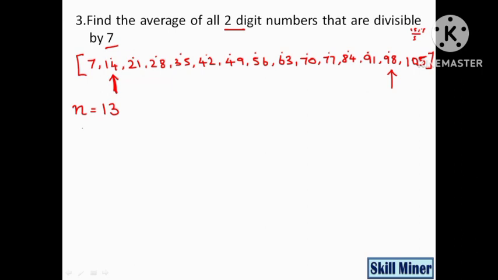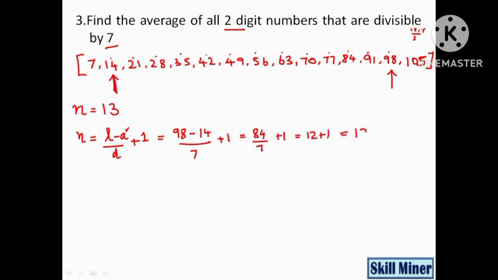This 13 can also be obtained by the formula n is equal to L minus A divided by D plus 1. Okay, I hope these formula you have learned in your school days while you are in 9th or 10th grade. The last number will be 98 minus A represents the first number, that is 14, divided by difference is 7 plus 1, which is equal to 84 divided by 7 plus 1, 12 plus 1, which is equal to 13. Okay, we have found n value as 13.